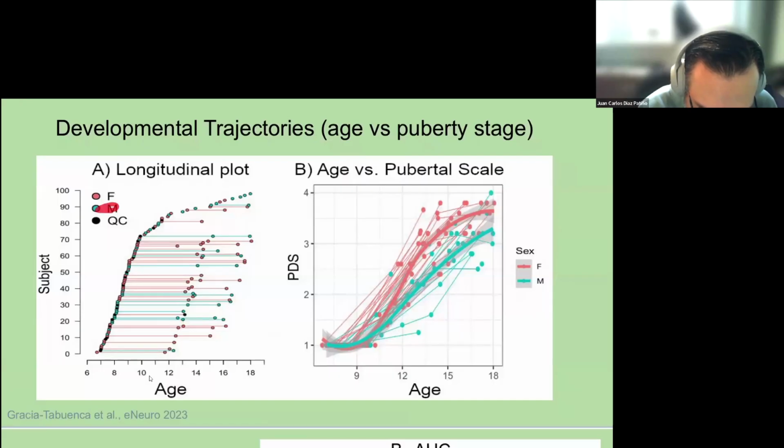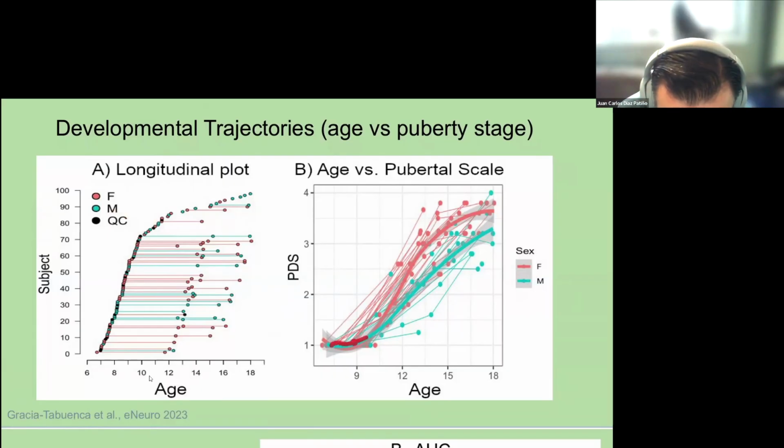Blue lines, well, turquoise lines correspond to the male participants. The pink color is related to female participants, and QC is quality control. So these dark points were excluded, analyzed in a posterior study, but these are not included in the original sample.